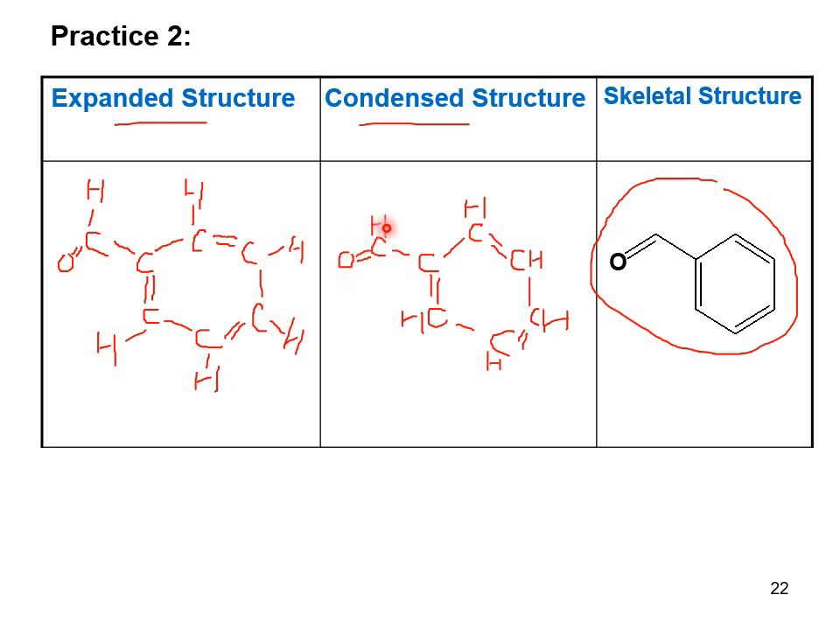So actually, when you draw the expanded structure, it's much more easier to convert the expanded to condensed, because the difference between these two is the CH bond we no need to show. Expanded, yes, we need to show, but for condensed, we no need to show. But C double bond O still have to show for condensed structure.